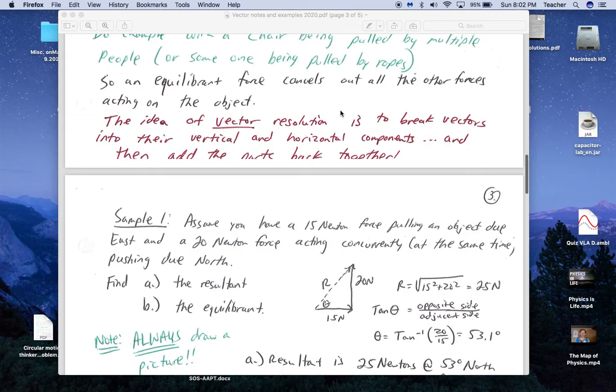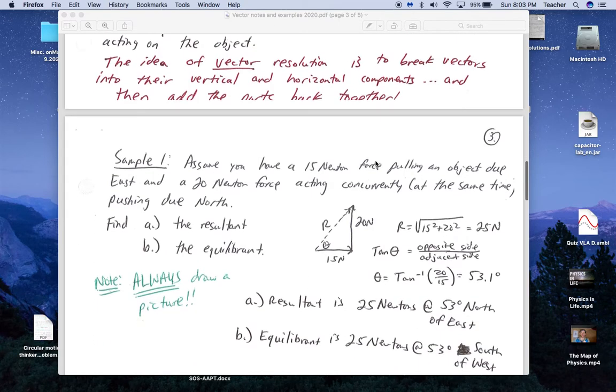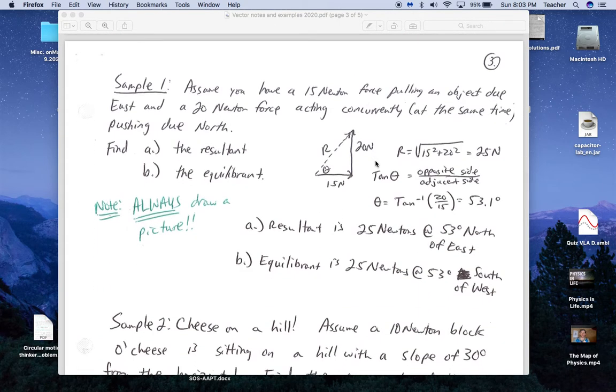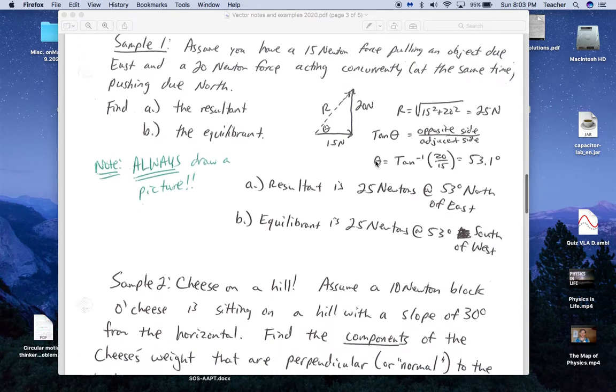The idea of vector resolution is to break forces down into their vertical and horizontal components and then add those parts back together. That kind of got cut off there at the bottom of the sheet. So we're taking a bunch of vectors, we're breaking them into their horizontal and vertical components, we're adding all the horizontal components together, or subtracting them if they're pointing opposite, and we're adding all the vertical components together, or subtracting them if they're pointing in opposite direction. And then we get the total amount north or south, and we get the total amount east or west, and we draw a final triangle to get our final resultant. And that sounds like a lot of work, but honestly, once you get used to it, it's the same routine over and over. So here's sample one.